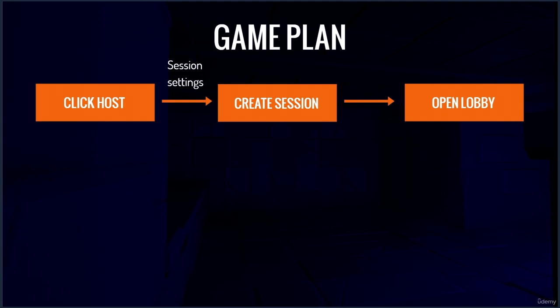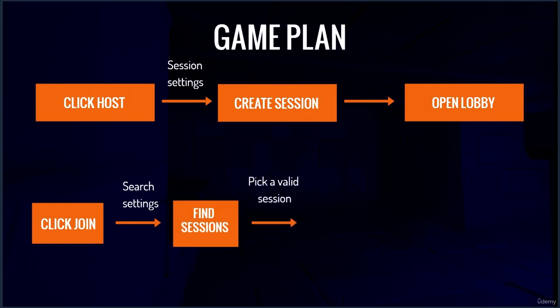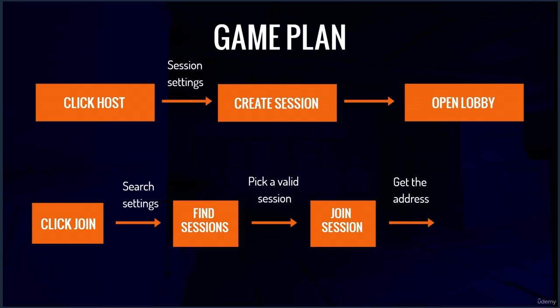Then, when someone else starts the game and clicks Join, we'll configure some search settings, a set of properties that will help filter out any game sessions that we're not interested in joining, and then we'll call the interface function FindSessions. This will return some search results, and we'll iterate through those results and pick a valid session, so we can then call the session interface function JoinSession. Once we've done this, we'll be able to get the proper IP address that we can use with the ClientTravel function. We'll then use this function to travel over to the other player's listen server and join the lobby level with them.